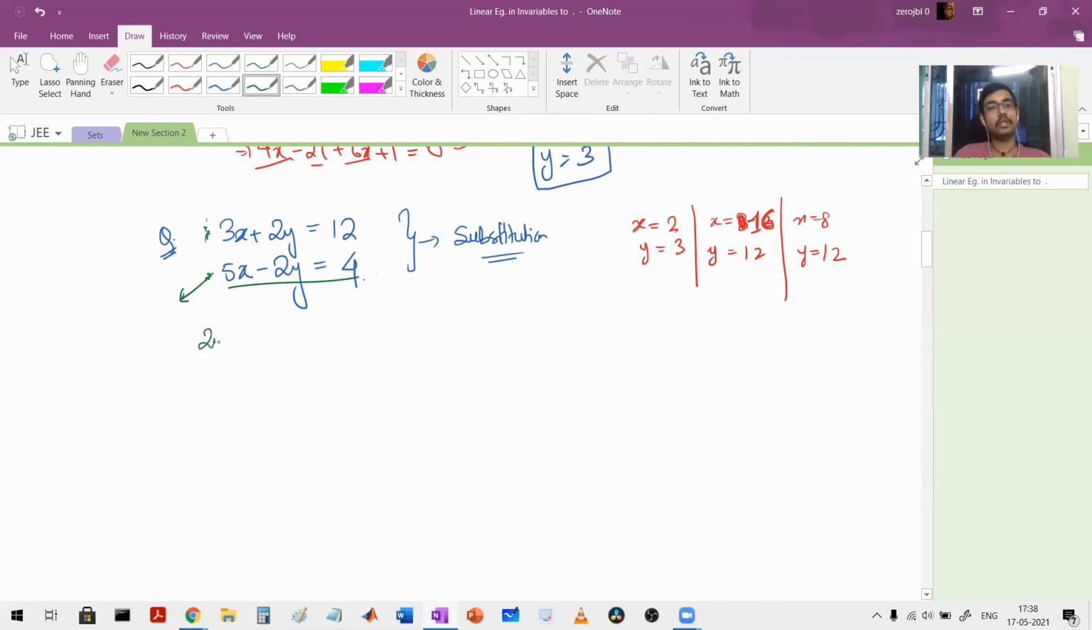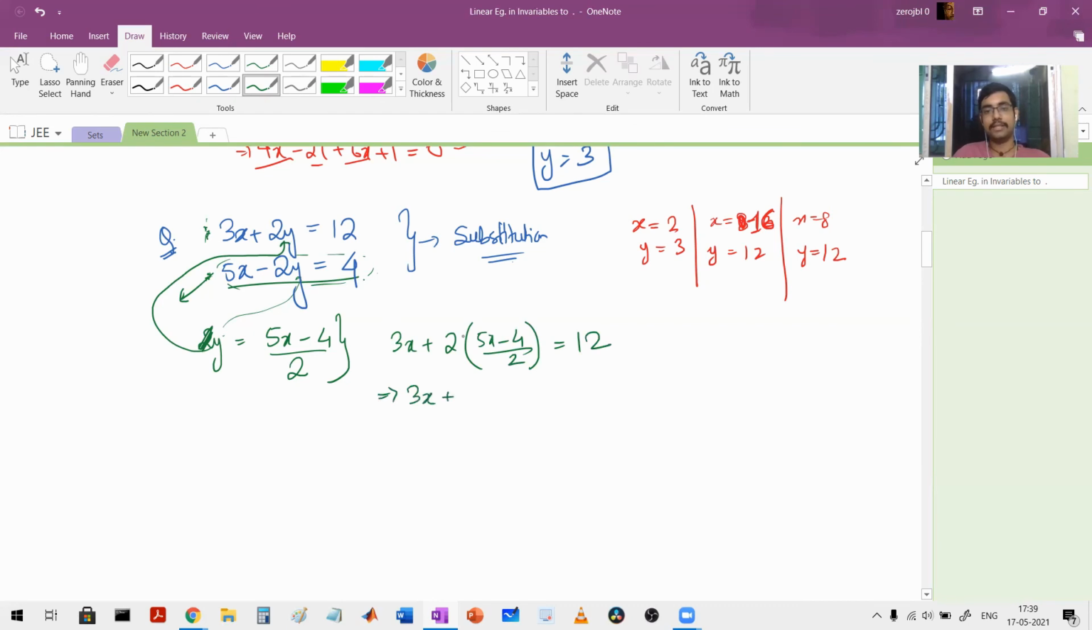Let's take this. Now 2y is equal to 5x minus 4. So I'm taking y. The value of y is this. Now I used the second equation already. If you inject the value of y again here, nothing is going to come. You are not going to get anything. So you should put the value of y here. So you get 3x plus 2 into (5x minus 4) by 2 is equal to 12. So that is 3x plus, the 2 gets cancelled, 5x minus 4 is equal to 12. So 8x is equal to 16. So x is equal to 2.